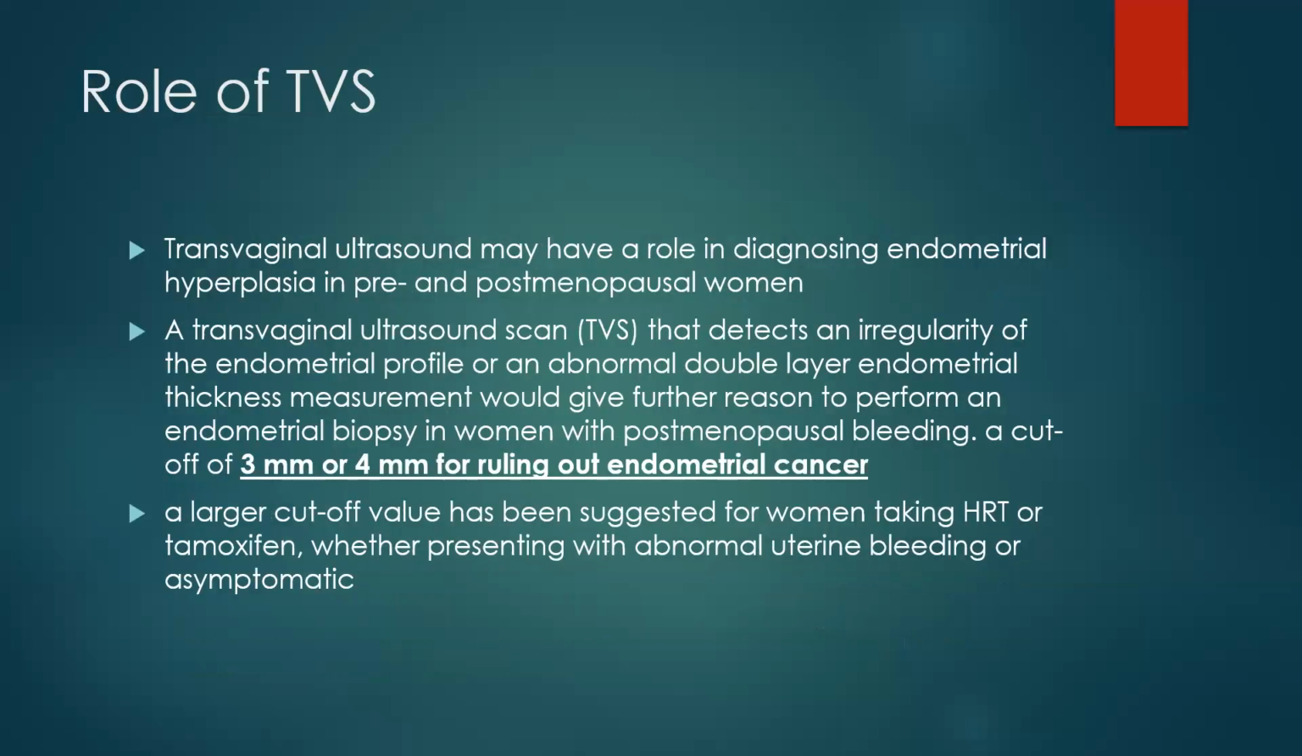The role of TVS: transvaginal ultrasound may have a role in diagnosing endometrial hyperplasia in pre- and postmenopausal women. A transvaginal scan that detects an irregularity of the endometrial profile or an abnormal double-layer endometrial thickness measurement would give further reason to perform an endometrial biopsy in women with postmenopausal bleeding. A cutoff of 3 to 4 mm is used for ruling out endometrial cancer. A larger cutoff value has been suggested for women taking HRT or tamoxifen, whether presenting with abnormal uterine bleeding or asymptomatic.